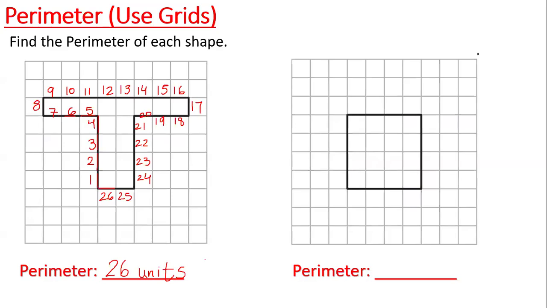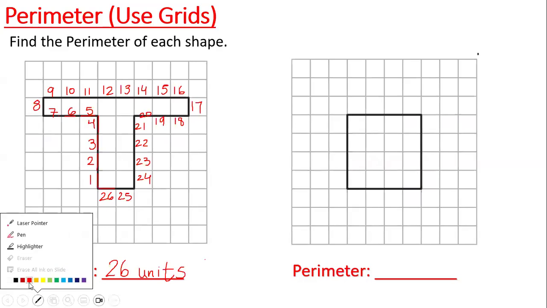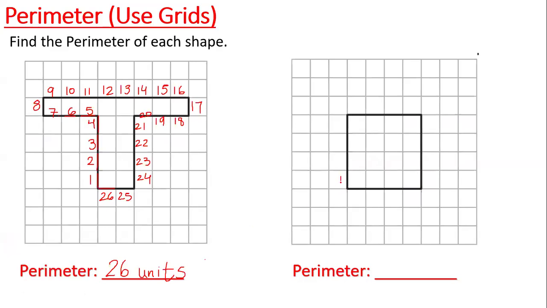16 units. I got 16 units. Okay, good. All right, so we got that by what? How do we get it? Counting all of the outside. So let's do that. So we're gonna do one.